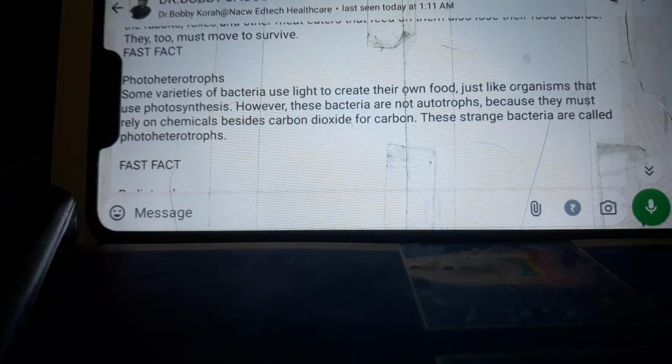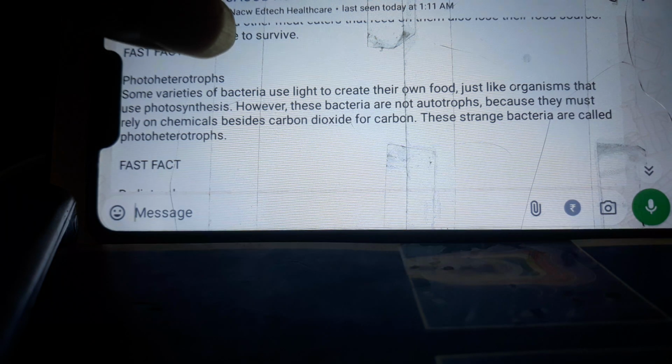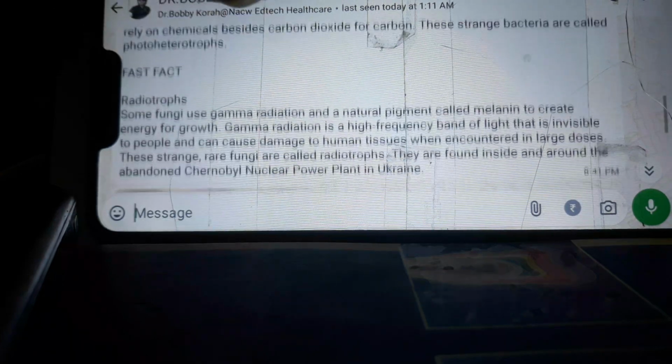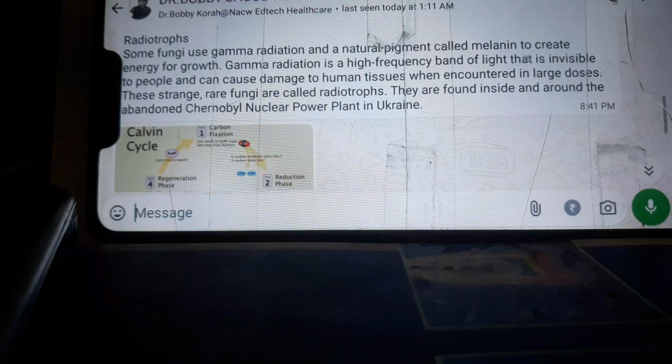And here's a fast fact as you're learning: photoheterotrophs, some varieties of bacteria, use light to create their own food, just like organisms that use photosynthesis. However, these bacteria are not autotrophs because they must rely on chemicals besides carbon dioxide for carbon. These strange bacteria are called photoheterotrophs, and the other is the radiotroph.